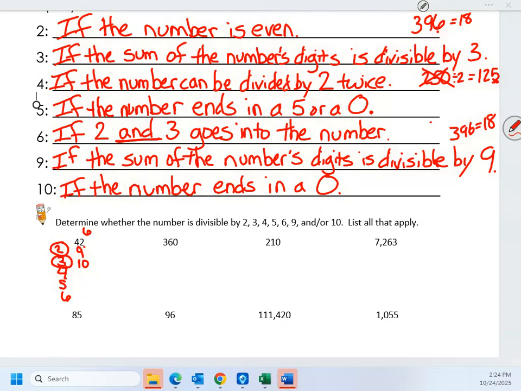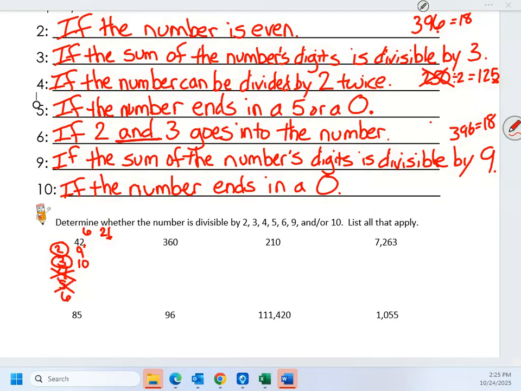Now I need to look, is it divisible by 4? Well, I can divide it by 2, and I get 21. Half of 42 is 21. Is 21 divisible by 2 a second time? It ends in a 1. So 42 is divisible by 2, but 21 is not divisible by 2. So 42 is not divisible by 4. If I look at my 5, the 42 must end in a 5 or a 0. It does not.